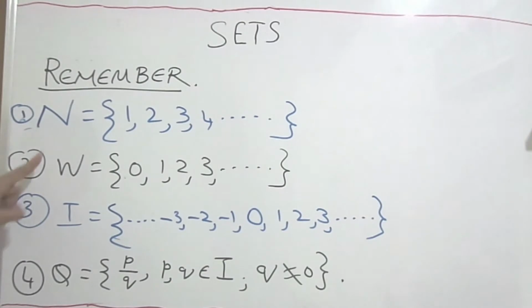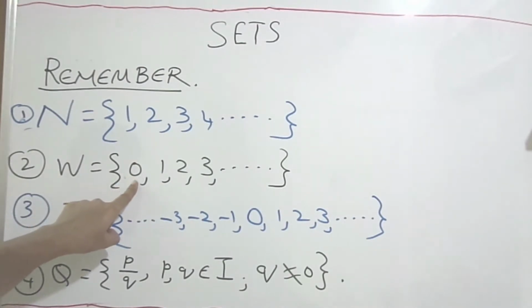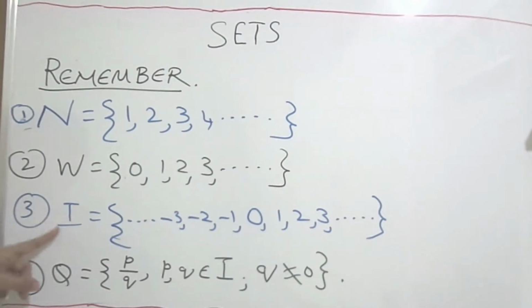The next number system is whole numbers, denoted by W. How is it different from natural numbers? One extra number, which is 0. So 0, 1, 2, 3, and so on, infinite again.